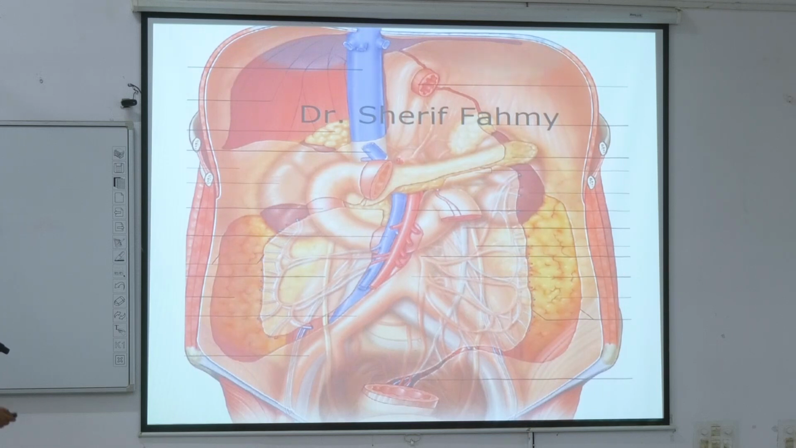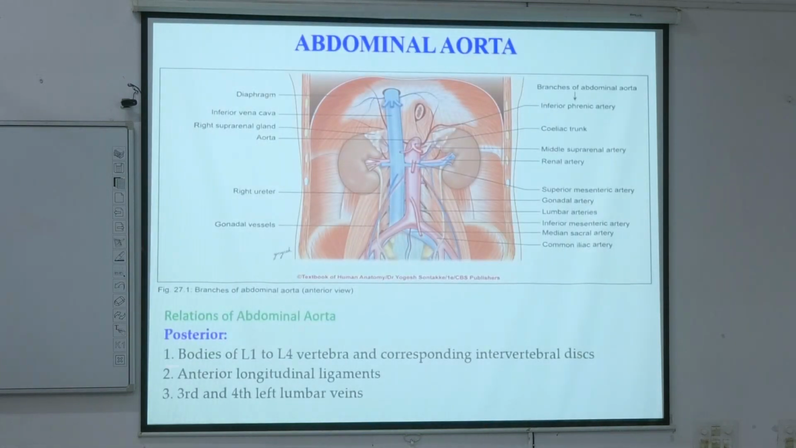Next, now the posterior relation. Posteriorly lie the bodies of the L1 to L4 vertebrae and corresponding intervertebral discs, the anterior longitudinal ligament, which connects the anterior surface of the bodies of the vertebrae, and the third and fourth left lumbar veins. These are forming the posterior relation of the abdominal aorta.